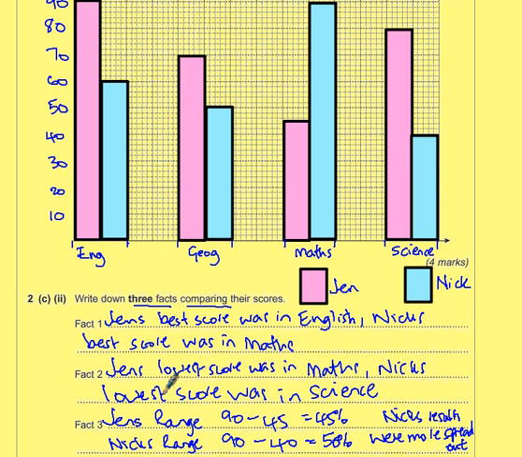So we've made 3 direct comparisons. One was the best scores, one was their lowest scores, and the final one was comparing their ranges to see how spread out they were. So the ranges compares how spread out they were.